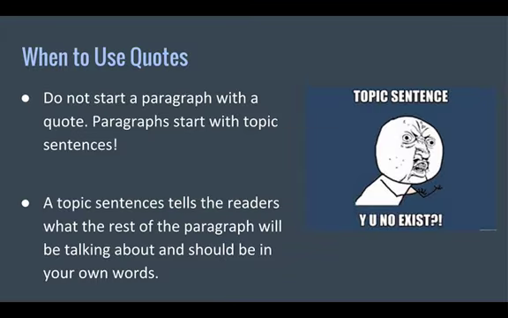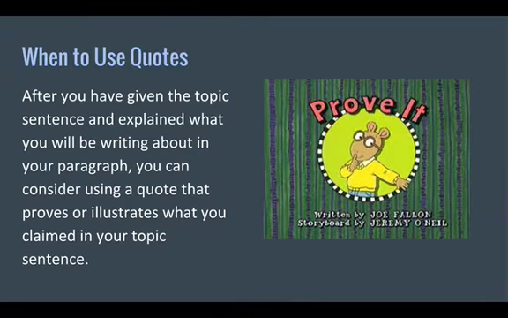Now remember, a topic sentence tells the reader what the rest of the paragraph will be about, and that should be in your own words. So don't start with a quote, that should come after your claim. So after you've given the topic sentence and explain what you will be writing about in your paragraph, you can consider using a quote that proves or illustrates what you claimed in your topic sentence. In other words, you need to prove your claim in the topic sentence using the quote.